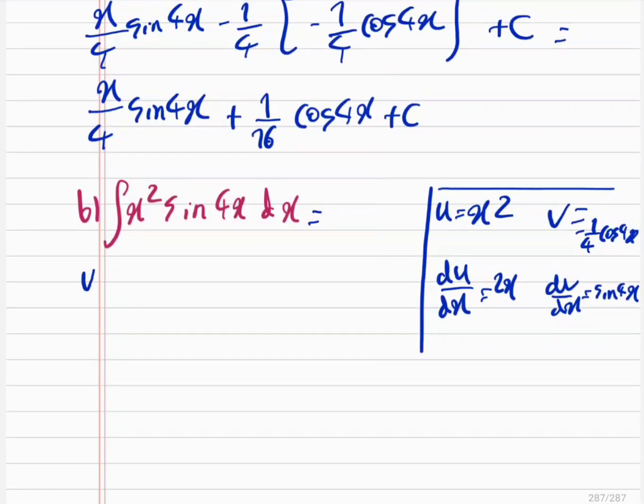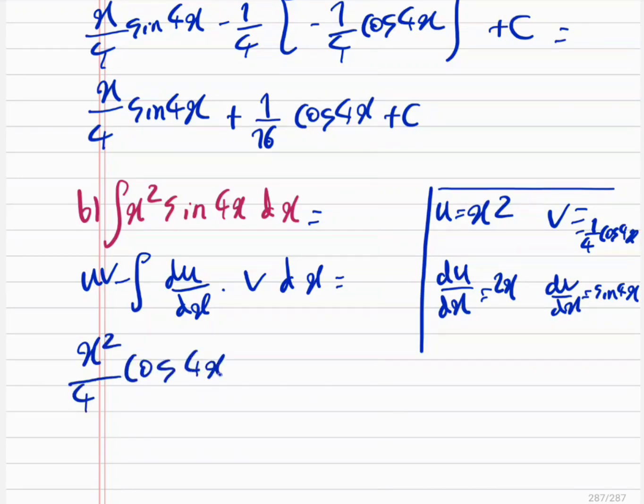Again we use the integration by parts formula, which is uv minus the integral of du by dx times v dx. So uv is minus x squared over 4 cos 4x, minus, and inside we have x over 2. It's basically minus x over 2 cos 4x, because here is minus 1 over 4, but that minus cancels out with this minus outside, and we'll simply have x over 2 cos 4x.